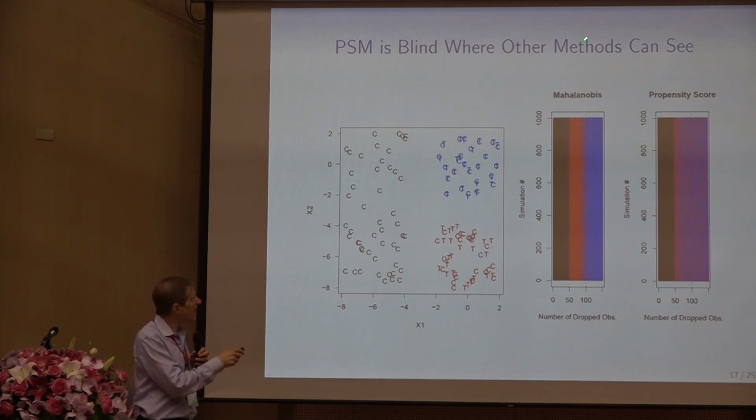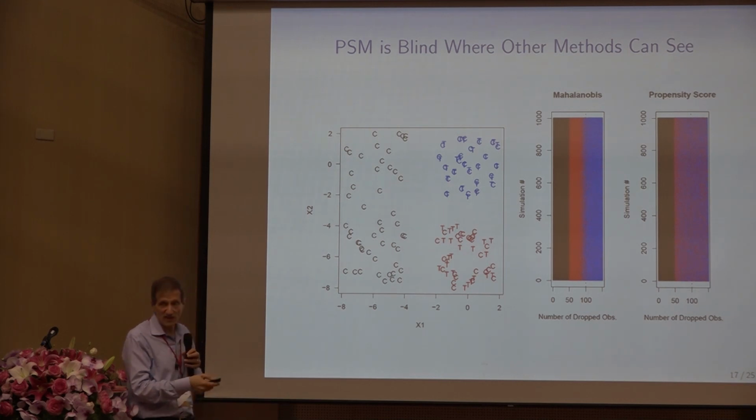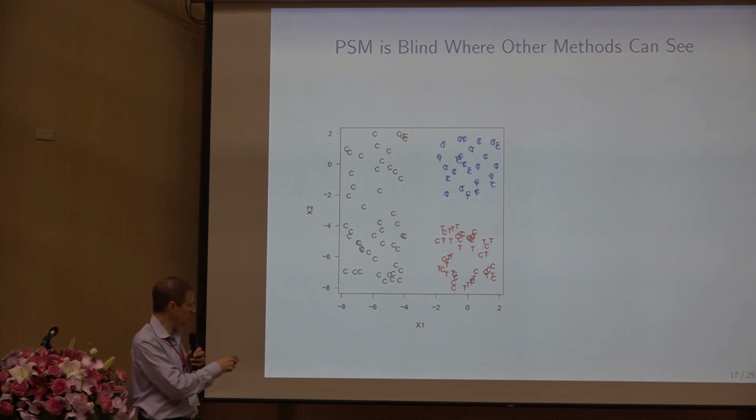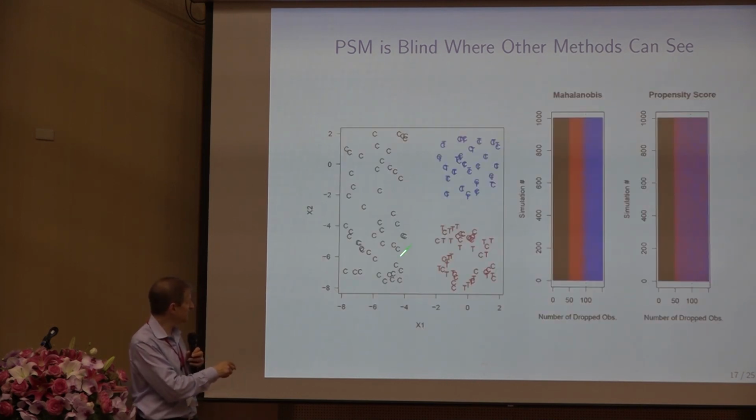That's the order. Mahalanobis distance does the right thing. Starting from the left to the right, that's the order in which they're pruned, color-coded by these. So it first prunes the black ones. It first prunes these, just as you would want.